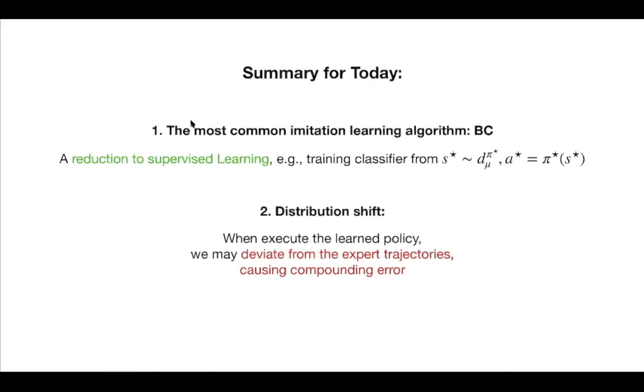And we talked about this distribution shift issue. When we execute this learner policy, we may deviate from the expert trajectory, right? This is bad. This is going to cause compounding error. The further away you are from the expert, the higher the possibility that you're going to make a mistake, right? Because the state that you currently encounter is widely different from the expert trajectory. So your learner policy starts making weird mistakes, right? And then the mistakes compound over and over again, and you eventually fall off the track, right? You never know how to recover.